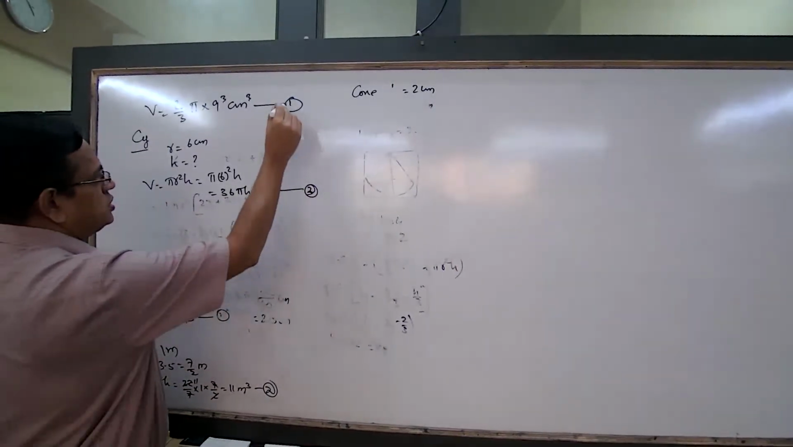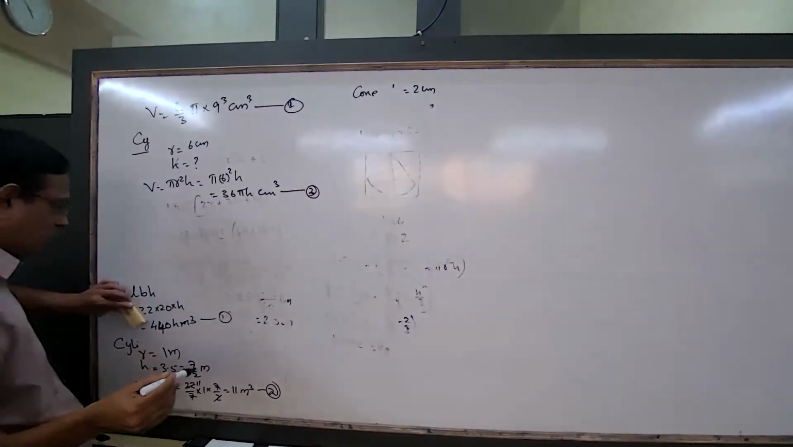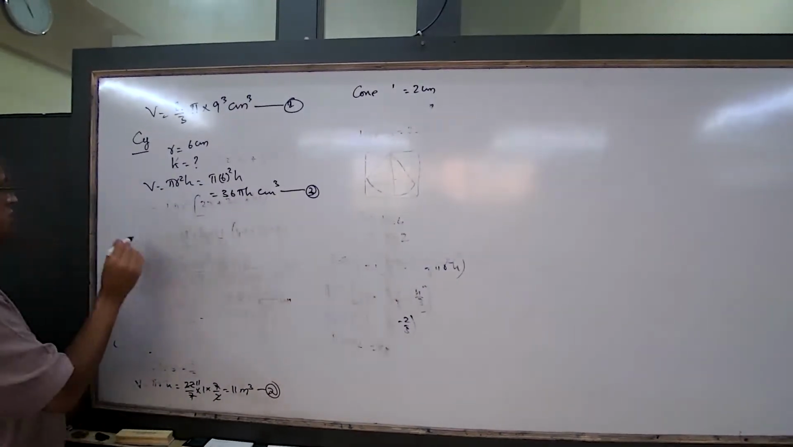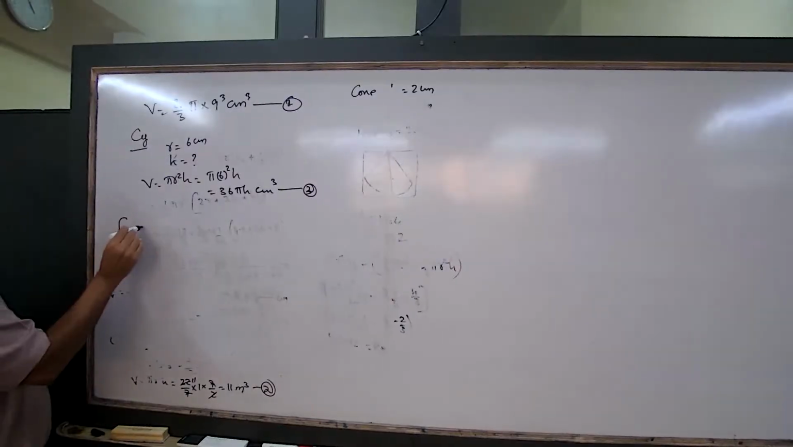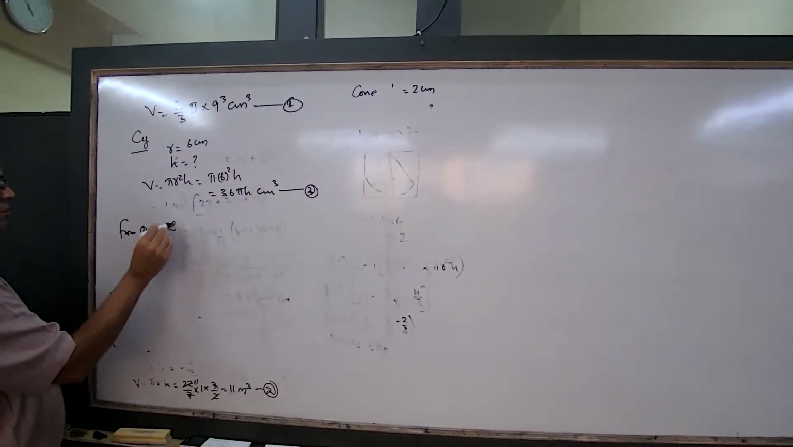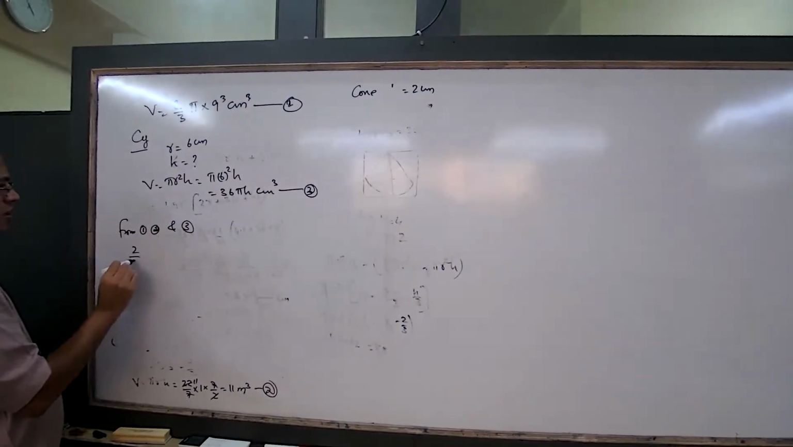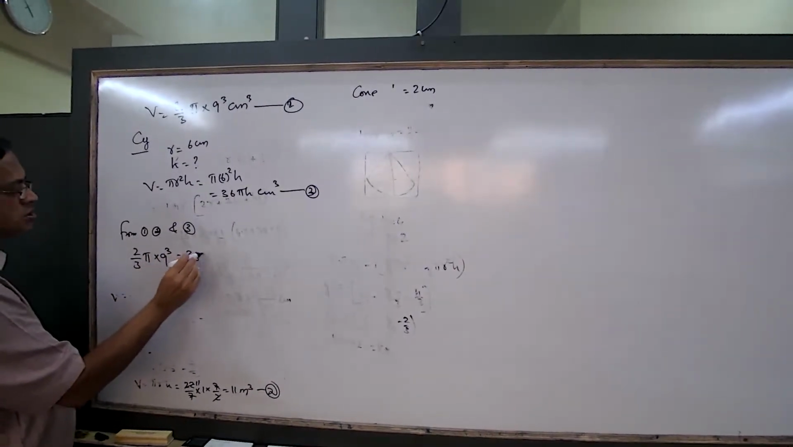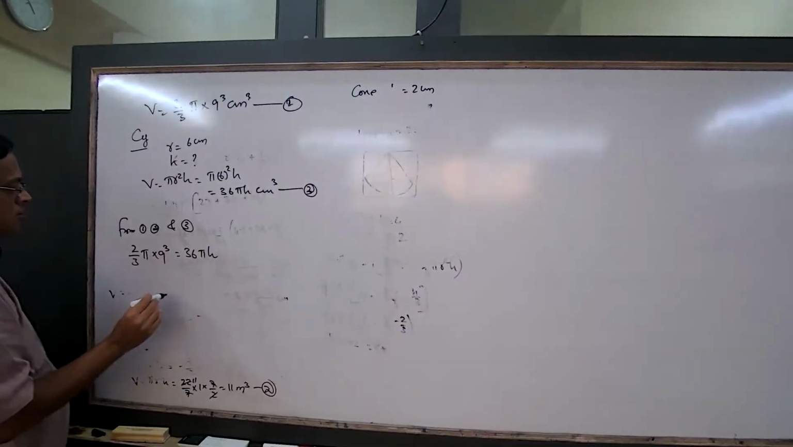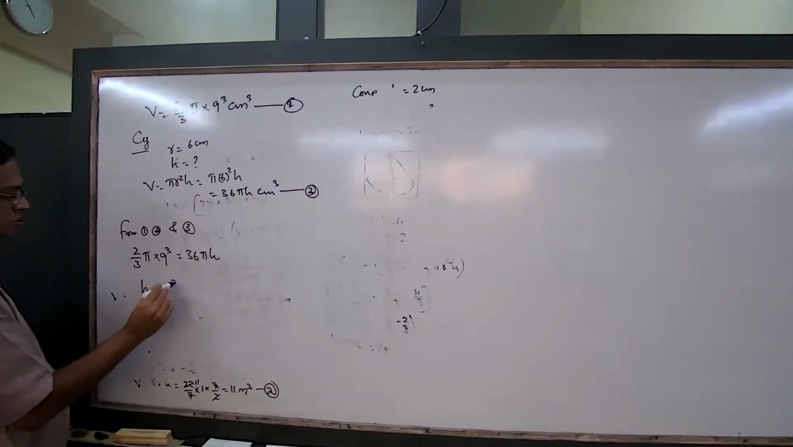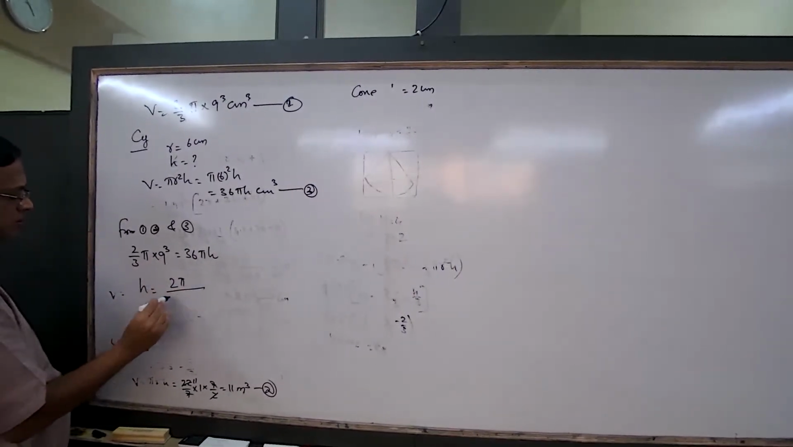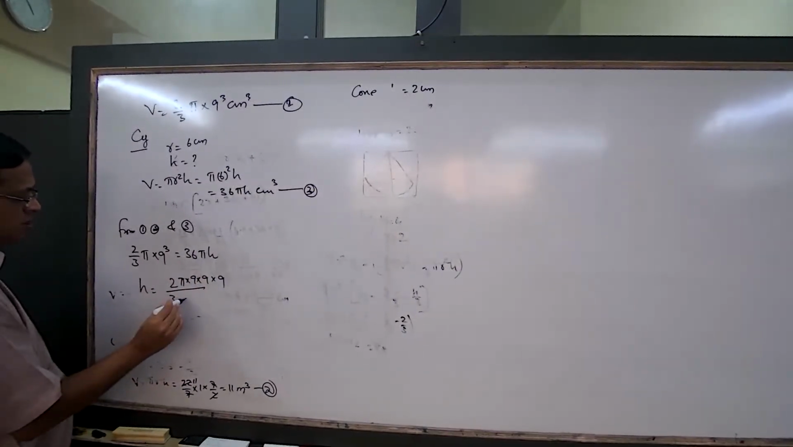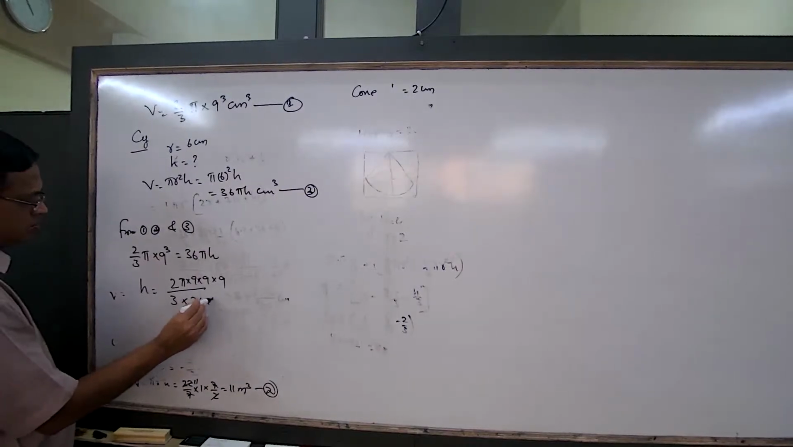Second condition. Or you can write this as third condition. The first equation, volume equal to volume, write as condition number 1. So from 1, 2 and 3, equate: 2 by 3 pi into 9 cube is equal to 36 pi h. Cross multiply: h is equal to 2 by 3 pi into 9 cube divided by denominator 36 pi.